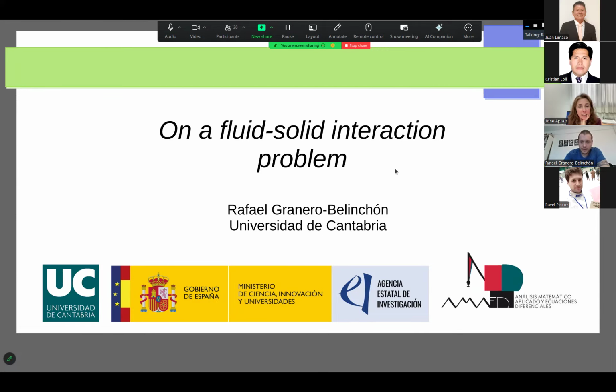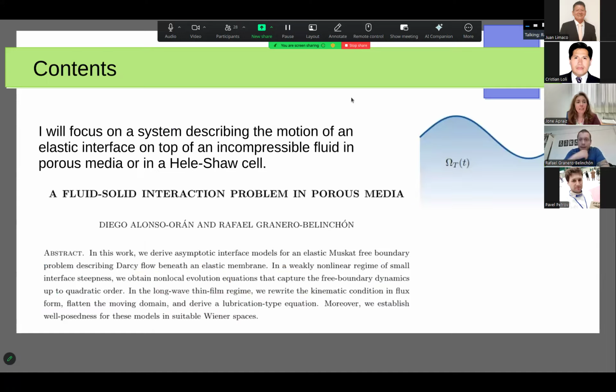Oh, why is this thing not moving? Okay. By the way, this is a joint work with Diego Alonso. So I don't know whether you see my mouse. Can you see it?